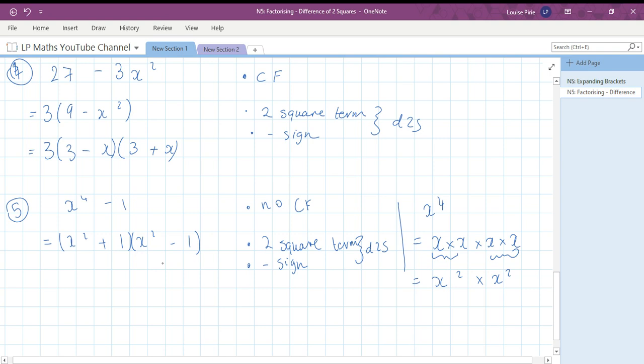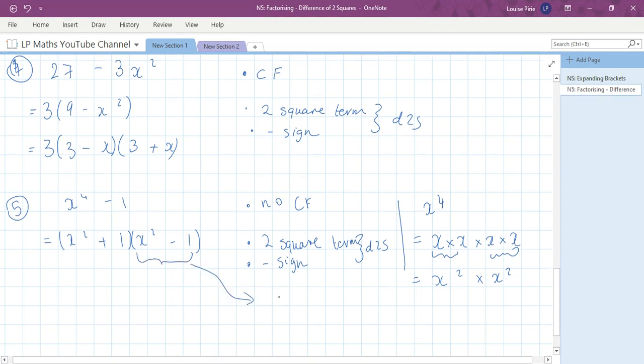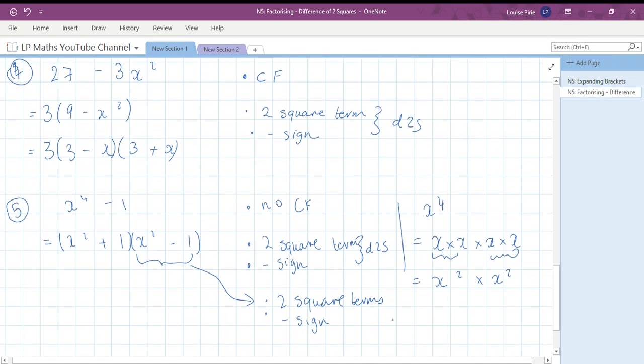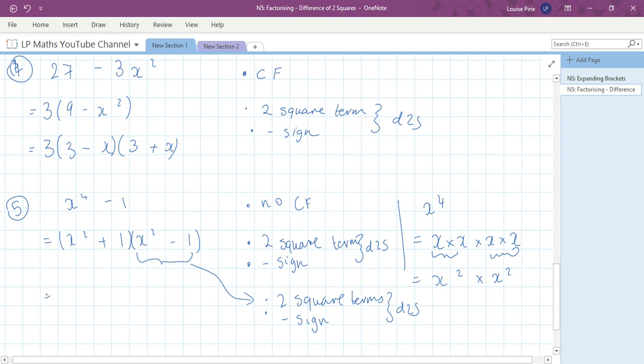Well, in actual fact, this has two square terms and a minus sign. So in actual fact, we can repeat d2s again. So, like we said, this bracket doesn't change, it's still here. But what we can do with this one is take the square root of x squared, which is x, and the square root of 1, which is 1. 1 plus, 1 minus, and that is the final answer to this question.